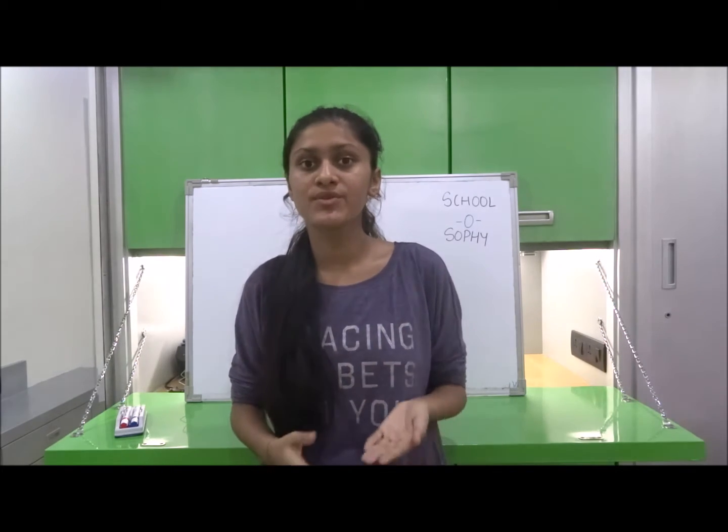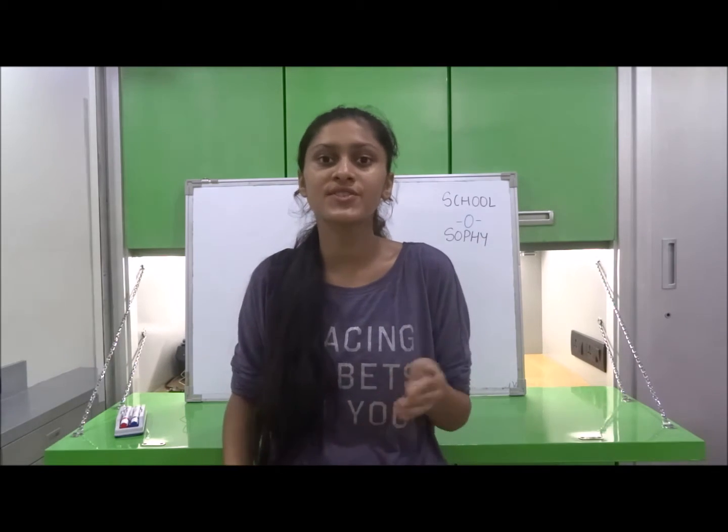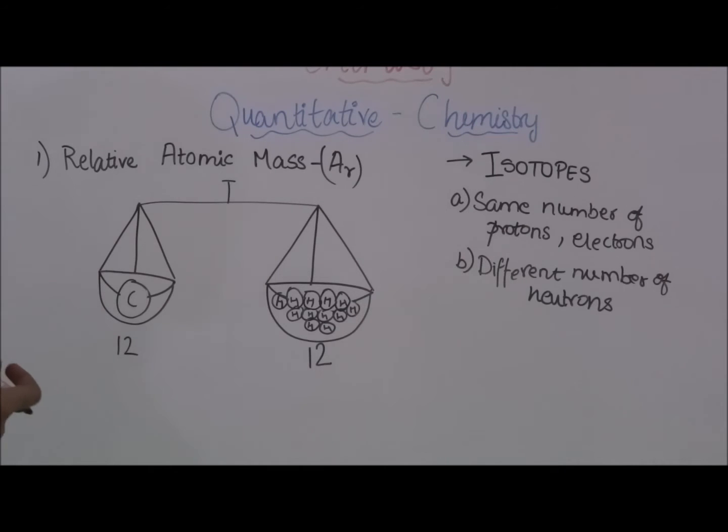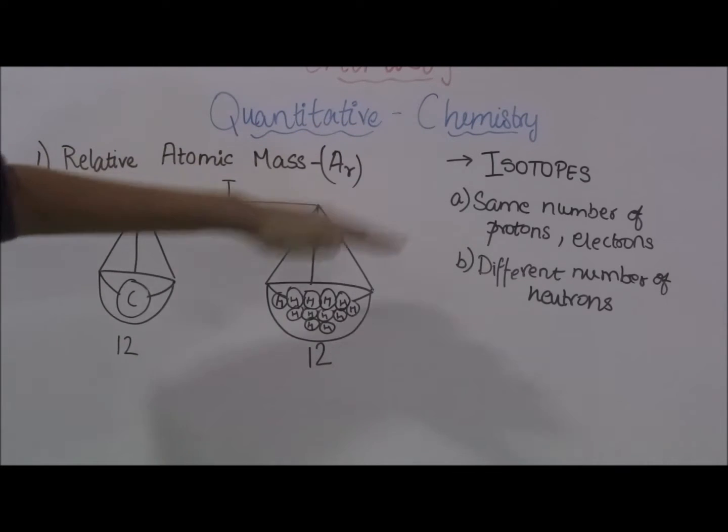Today I'm going to introduce quantitative chemistry, which is also known as stoichiometry. So let's start. We need to be able to predict the amount of matter of a substance that we use in a chemical reaction. To do this, we take the mass of a substance. So here we use the relative atomic mass, that is AR of a substance.